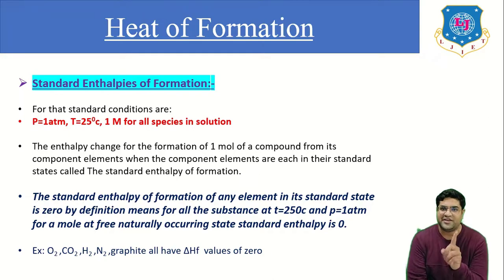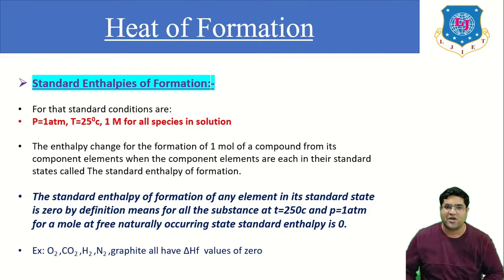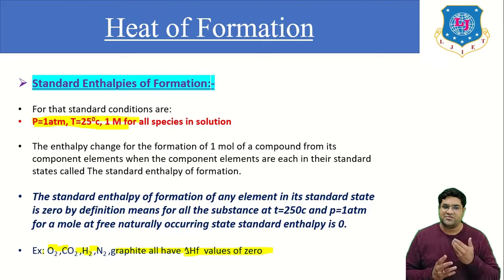So always we take the carbon in the form of graphite, and the standard enthalpy of formation for graphite equals 0. Okay, so for the standard condition, that is pressure equals 1 atmosphere and temperature equals 25 degrees Celsius, we can write for oxygen, for carbon dioxide, for hydrogen, for N2, for graphite, all will have the delta HF value equal to 0. Okay, but it is for the standard condition.